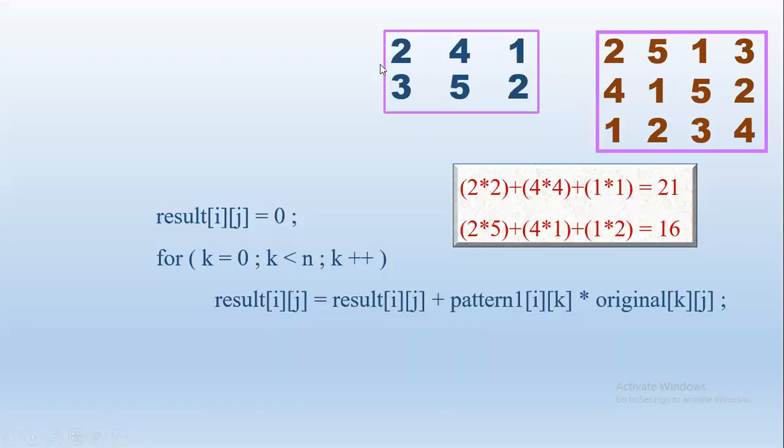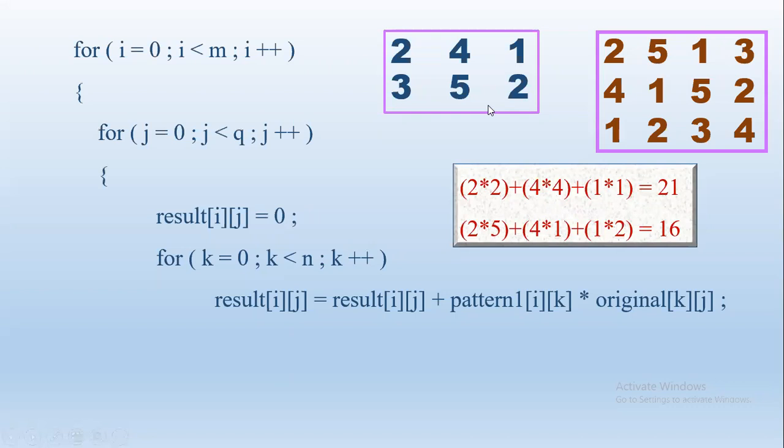Now we need to multiply this row with the next column. So that is the reason we will increment J also. Next I will also increment, so that the first matrix's second row is considered. So this is the basic code for matrix multiplication. Note that you have to initialize to 0, and every time we multiply pattern of IK into original of KJ and add it to result. So that is step by step.